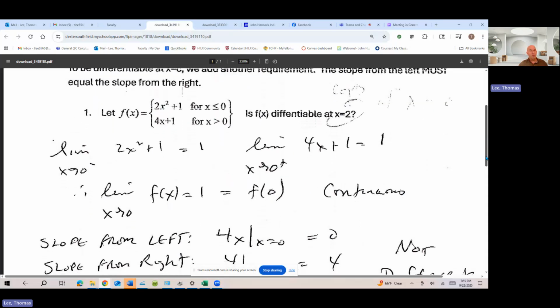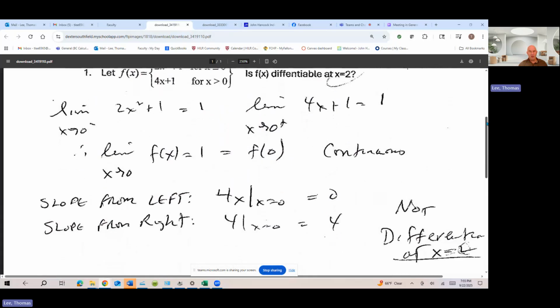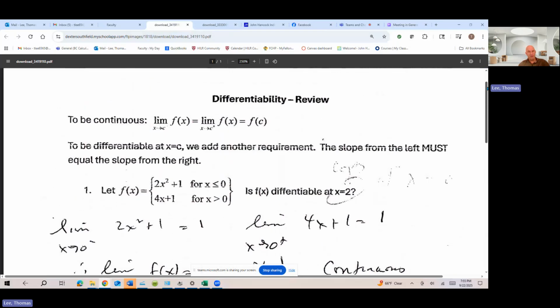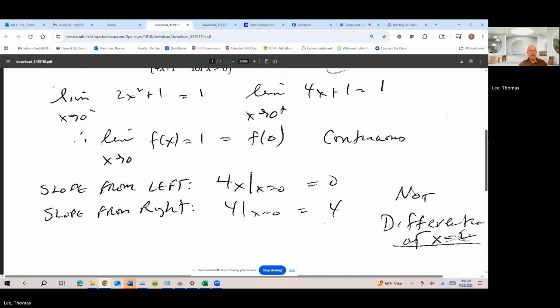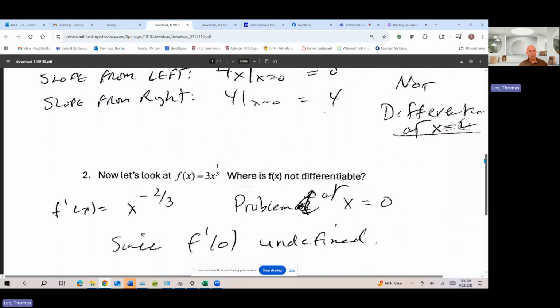Now I go to what is the slope from the left? I'm going to take the derivative of this, and I get 4x, at x equals 0. I get 0. But from the right, it's 4. Those don't match. So this function is continuous at 0, but it's not differentiable. And then this would be very straightforward. When you take the derivative, you end up with an x in the denominator. It's not going to be differentiable at 0, but everywhere else.